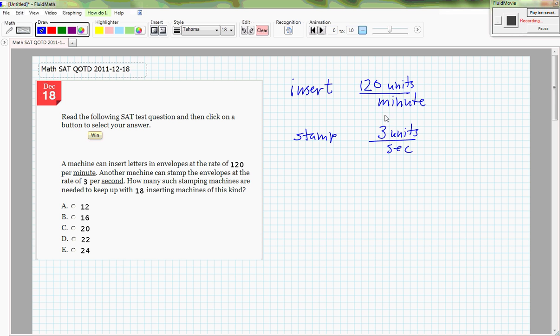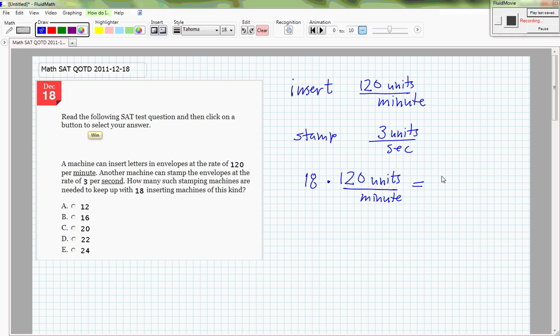So what we're trying to do is figure out if I get so many units per time, do I have kind of an equal rate of units being inserted as well as units being stamped? Okay, so I have 18 inserting machines. 18 times 120 units gives me this many total units per minute. That has to be equal to how many?